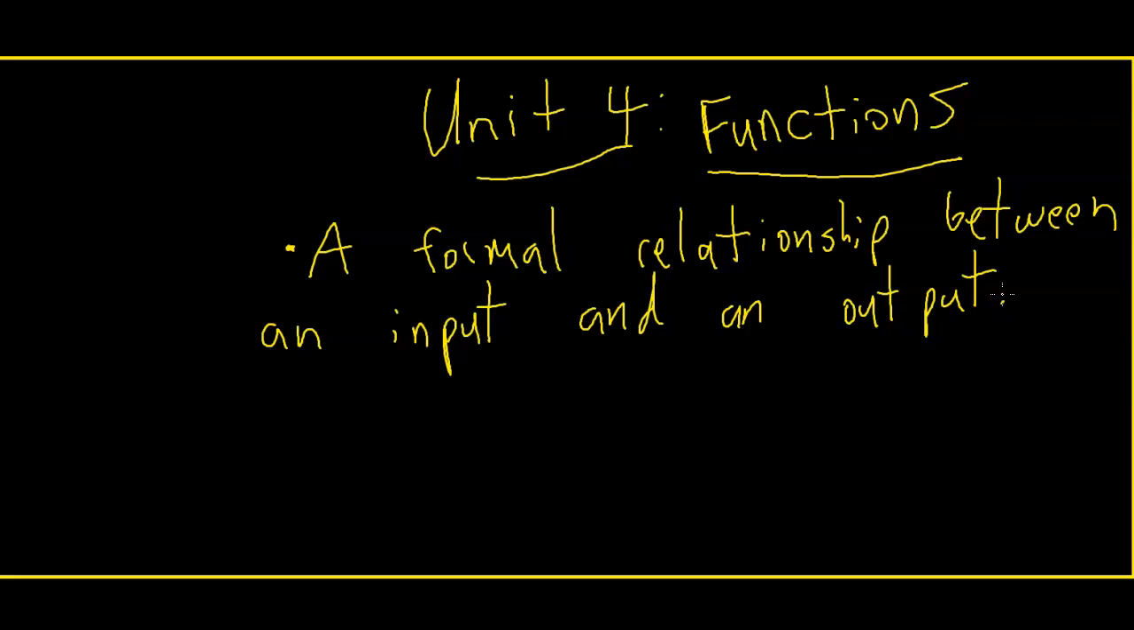A formal relationship. By formal, I mean there has to be a particular rule associated with it, and it has to have an input and it has to have an output. In particular, the output has to depend on the input, and you're going to have to be careful being able to distinguish between what is the input and what is the output. So let's jump into some examples.